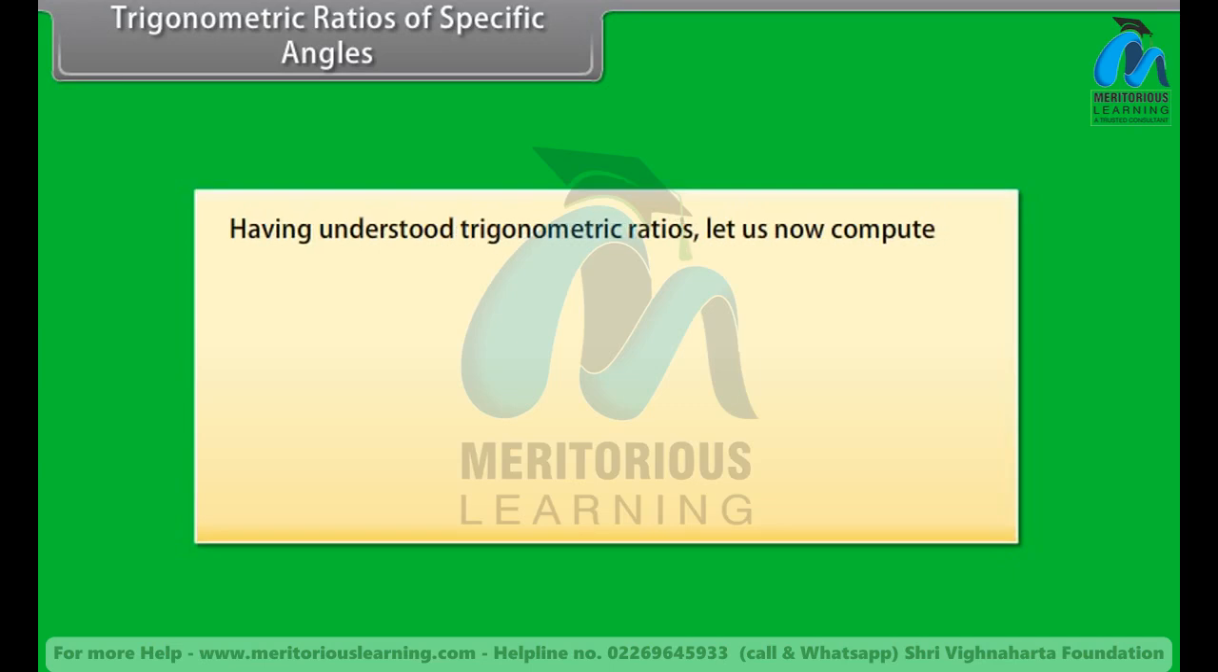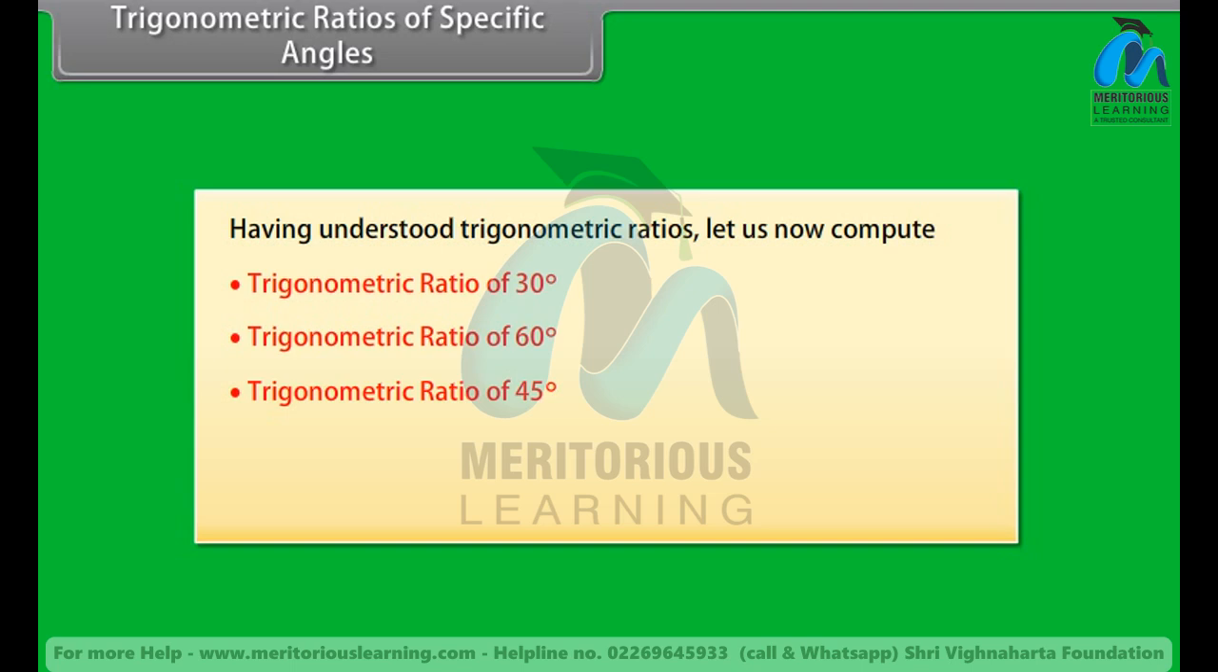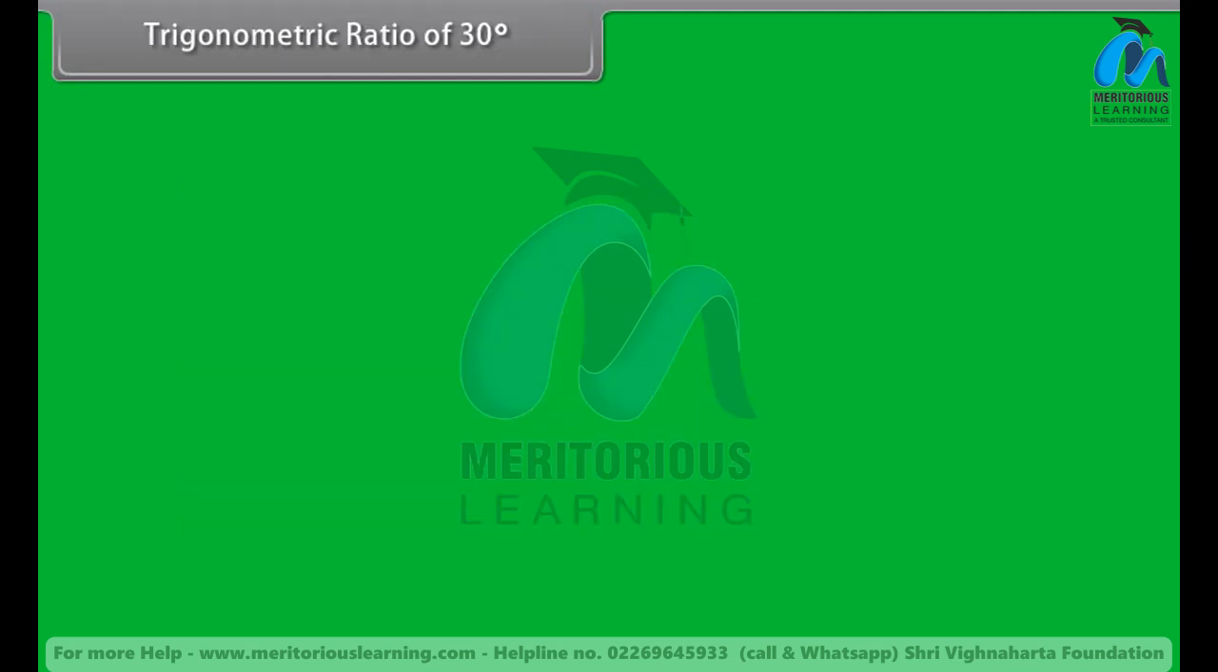Having understood trigonometric ratios, let us now compute the trigonometric ratio of 30 degree, 60 degree, 45 degree, 0 degree, and 90 degree.